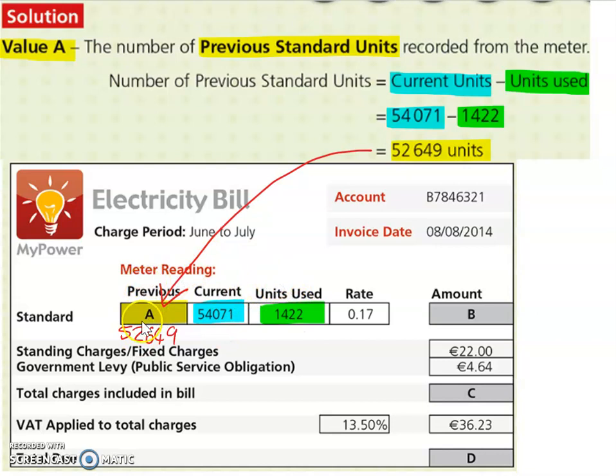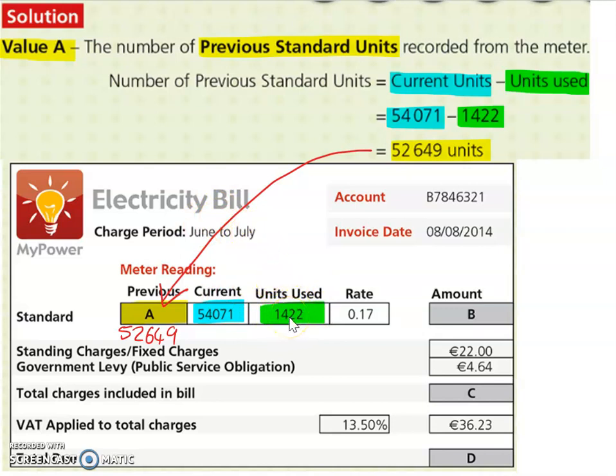So if the family had used 52,649 units up as far as June, because this electricity bill goes from June to July, and then up as far as July, they used 54,071. Then to figure out how many units used, well, A, 52,649, add on 1,422, and you end up at 54,071. So they used 1,422 units in the month from June to July.